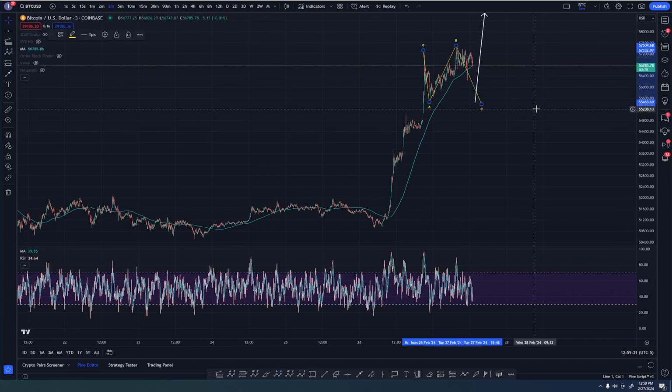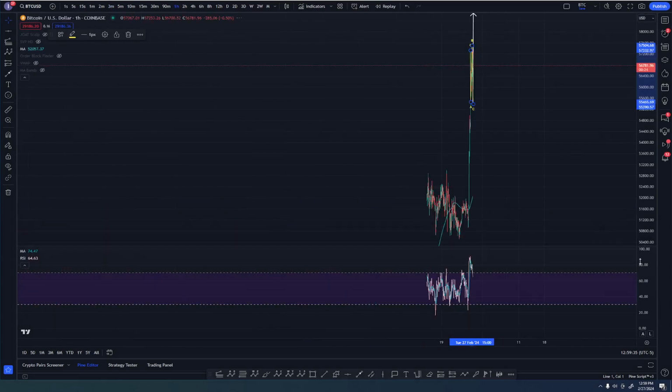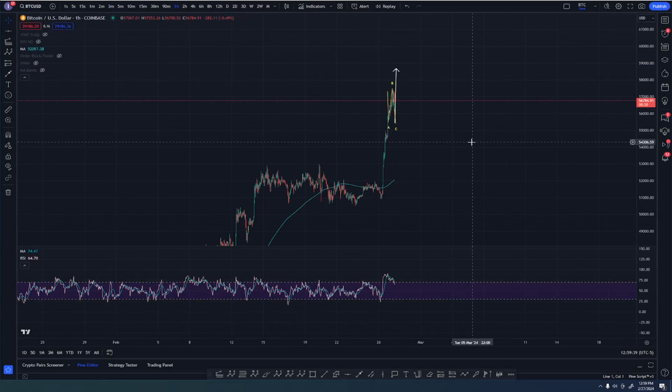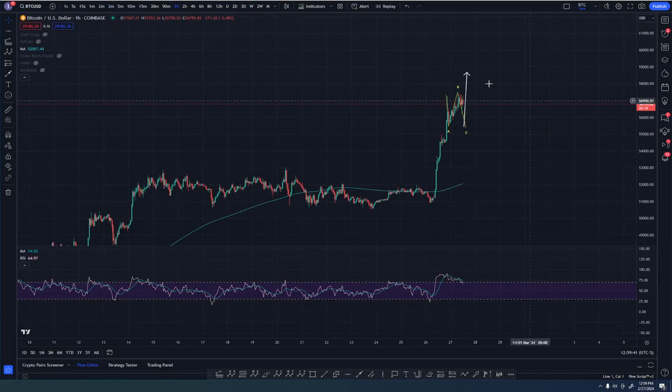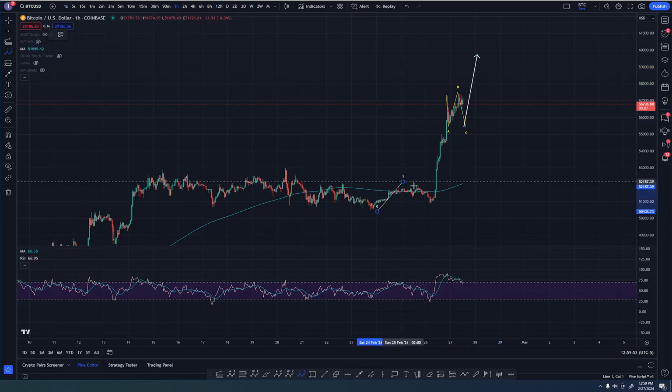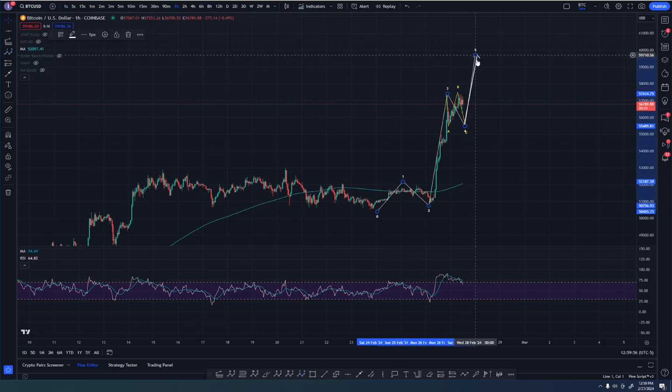a wave 4 of the larger degree. All right. So in other words, of the larger degree here, let's see if I can get it on the screen. This comes down, stop hunts the low. Maybe, maybe not. You've got a 1, 2, 3, 4, 5. There you go. I mean, that's a potential.